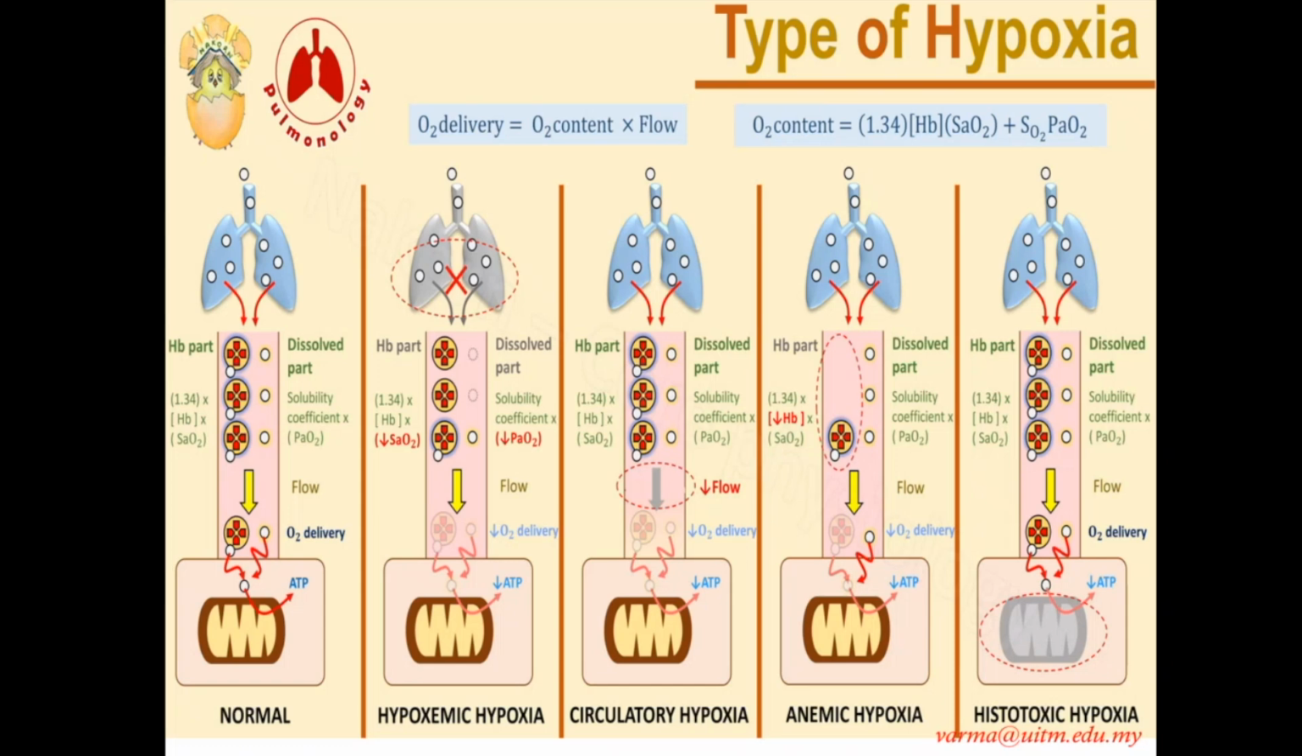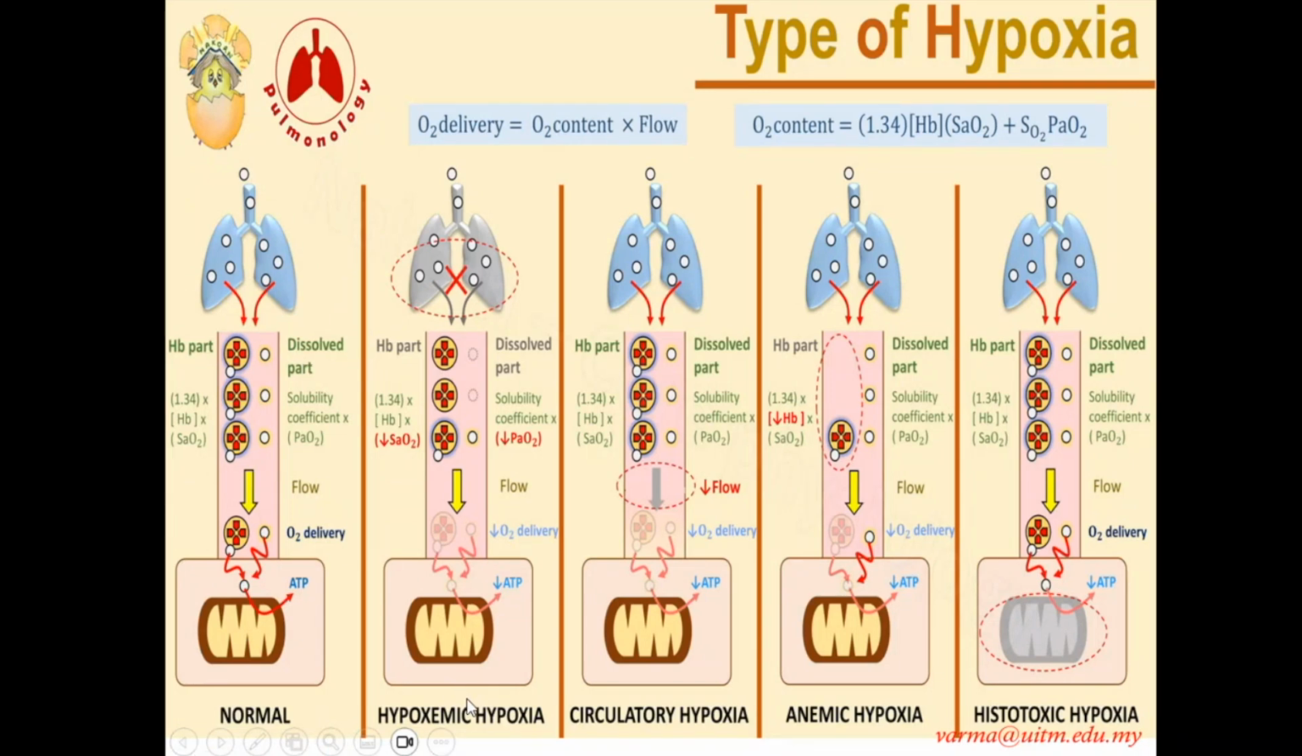Oxygen delivery is oxygen content in blood. Oxygen content in blood is divided into oxygen bound to hemoglobin and oxygen dissolved in plasma. So this equation, we discussed before. Then the oxygen delivery is simply the oxygen content that we get from here times your flow, which is your cardiac output. So in a normal patient, hemoglobin is normal, the SaO2 is normal, it goes to the cells in the mitochondria, it goes through the electron transport chain, the electron transport chain is working well, oxidative phosphorylation occurs, so there is no hypoxia.